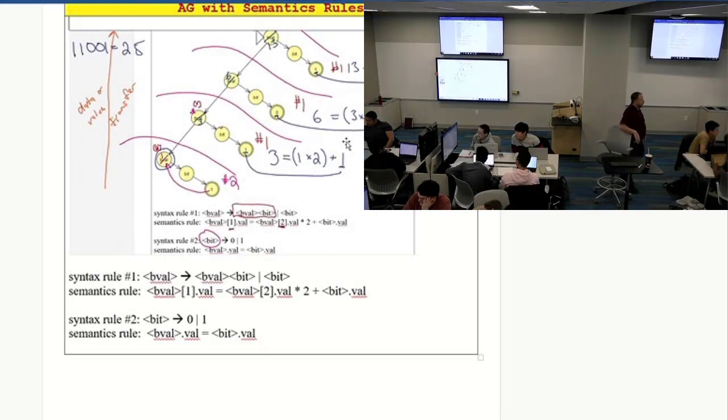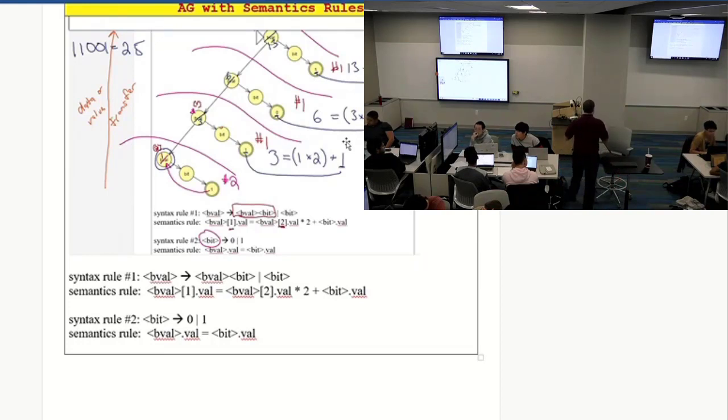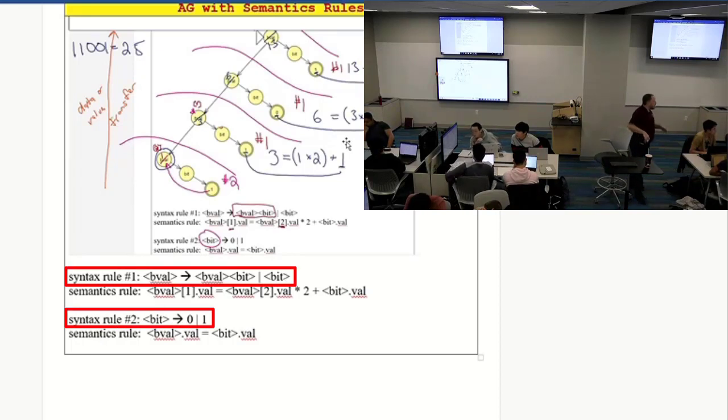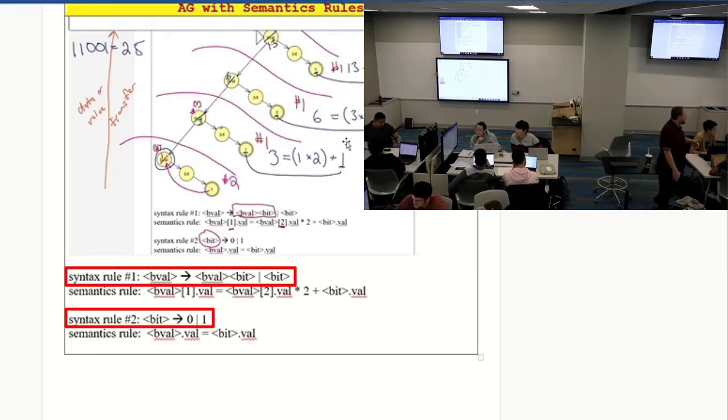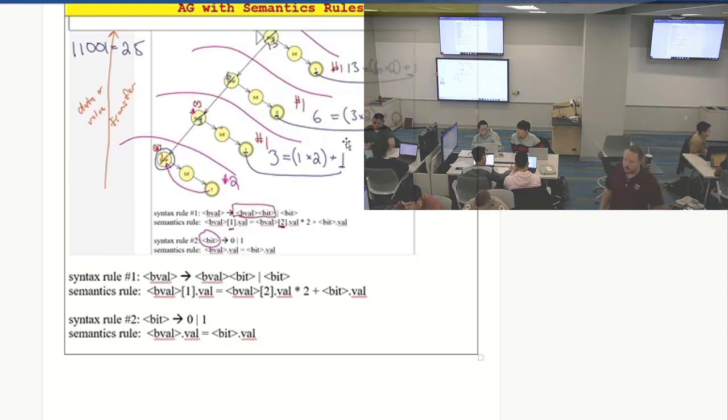All right. So, as I'm sure you know, 11001 equals 25. Okay, now, how do we get to that? So remember, the syntax rules that are at the bottom, not the semantic rules, but the syntax rules, came from the chart that I already gave you. That should have been part number one. That should have been the easiest part, because bit really only has two options, which is 1 and 0.